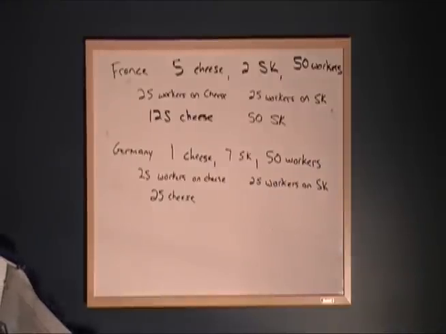With the sauerkraut, we know that each worker can produce 7 tubs of sauerkraut. So if we have 25 workers producing sauerkraut, they can produce 25 times 7, 175 tubs of sauerkraut. So here we see what Germany can produce and consume working in a vacuum all by themselves.